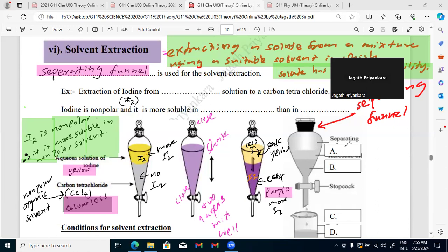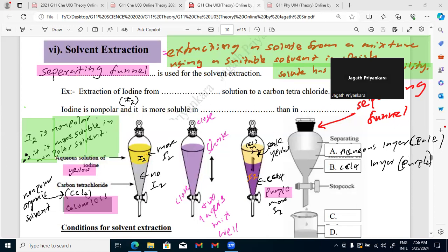What is capital A here? Aqueous layer. Complete the blanks for the last one. Aqueous layer. The bottom layer is what? CCl4, the carbon tetrachloride layer. If you want, write the colors also. The aqueous layer is yellow, right? The CCl4 layer is colorless. But that is before. After, what has happened? The CCl4 layer becomes purple. We'll write the final color. Finally, the upper layer becomes almost colorless, very pale. This is purple.